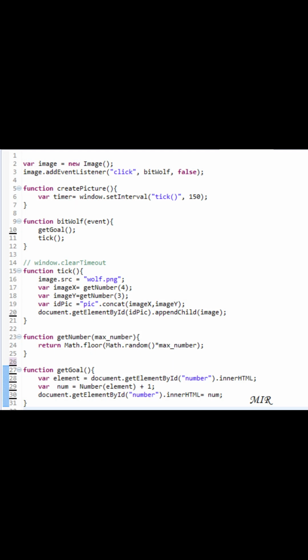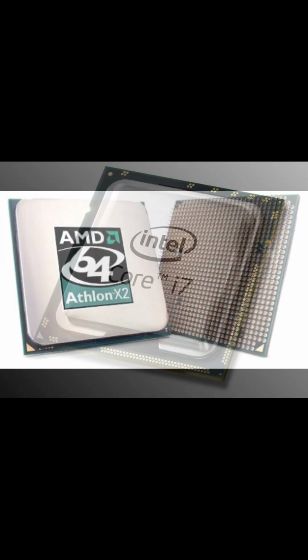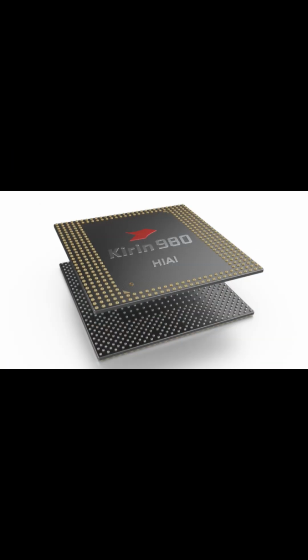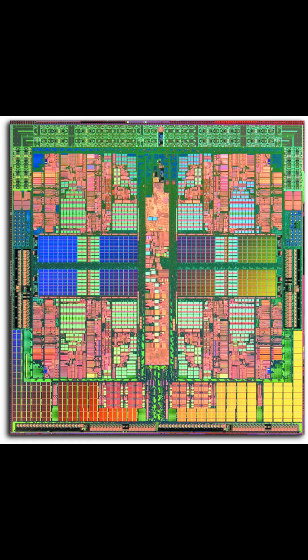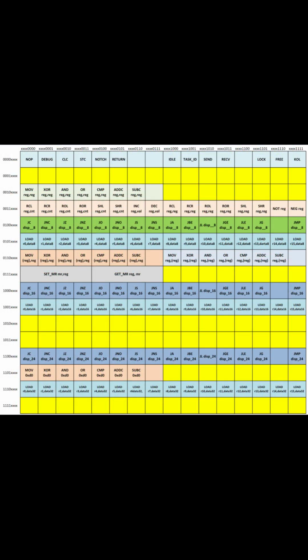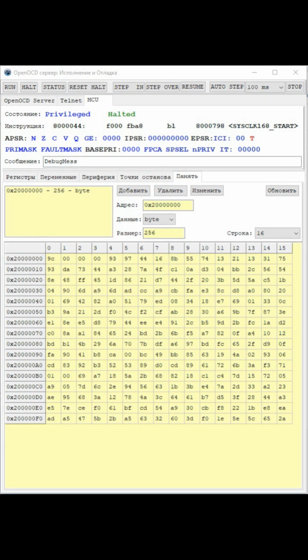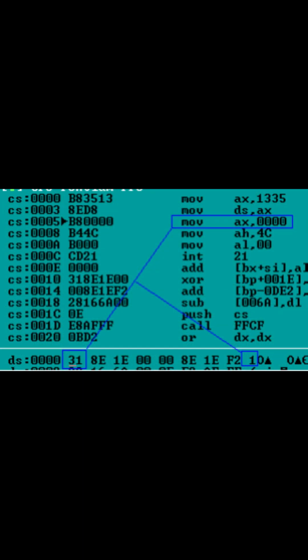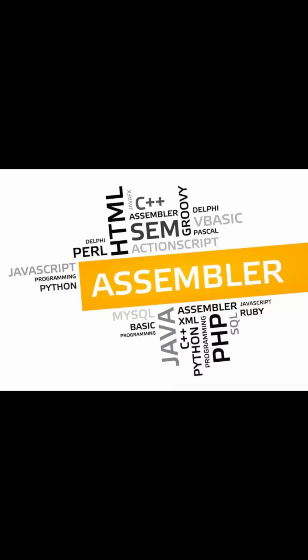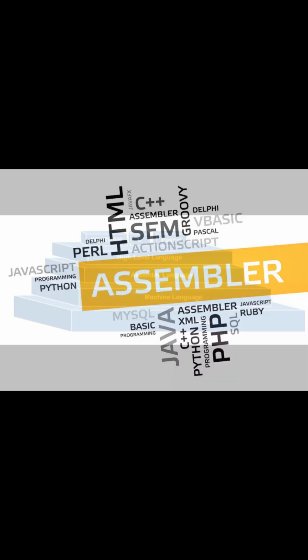But here's a question. What exactly does your modern processor support? Intel, AMD, Apple, Samsung, Huawei, NVIDIA, IBM? What if I told you that none of the commands or functions from high-level programming languages are actually supported by these processors? The thing is, processors execute only machine instructions, known as instructions or opcodes.